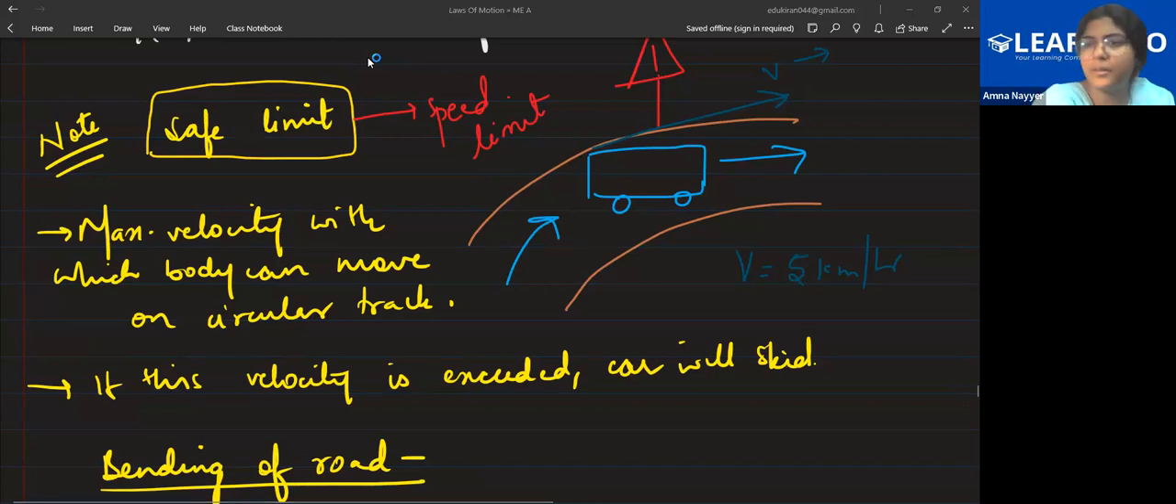Jasleen, Shaima, Zainab, let us complete this chapter quickly. Laws of motion should be over. Laws of motion was already over. The circular motion particularly should be over. So in your test that you will be having on Tuesday, this circular motion part will not come.